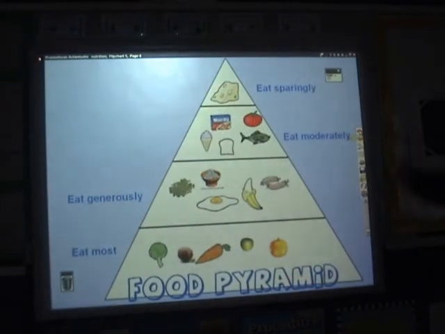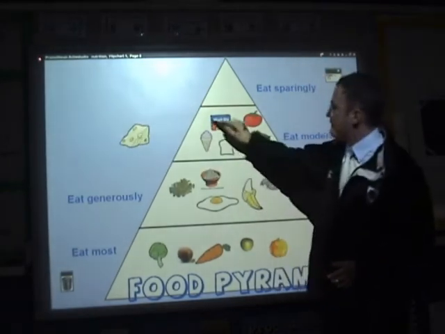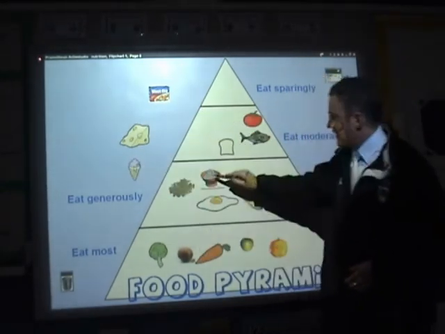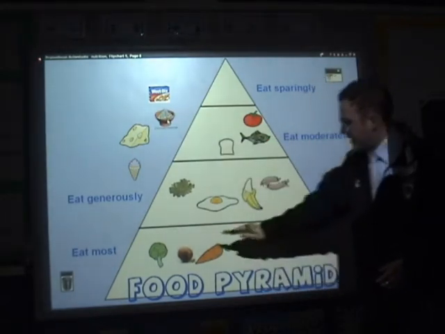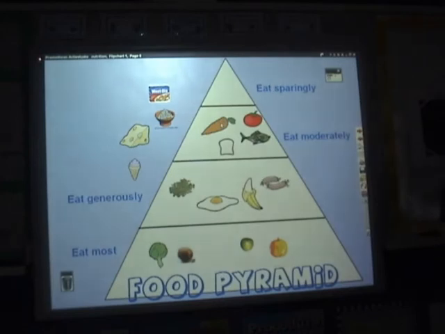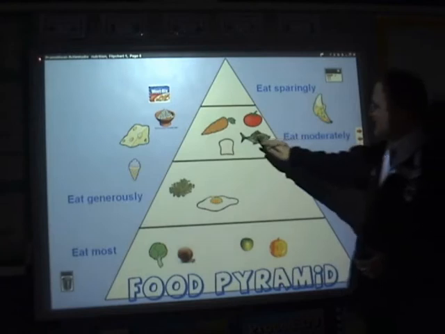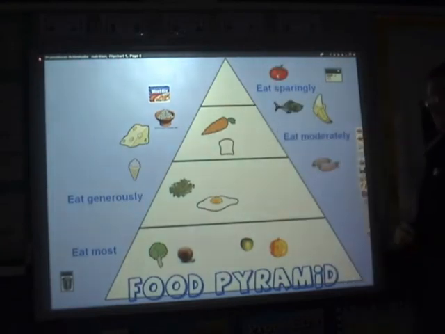We can also interact with the board, so you can actually play with the food pyramid a little bit and actually find some things that are in the right place. Maybe the carrot shouldn't be down at the bottom and eat most, maybe it should be at the top, and we can have a discussion about that because the interactive whiteboard allows us to interact with the information that we've got on our screen.